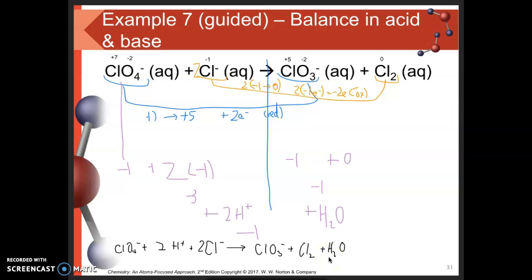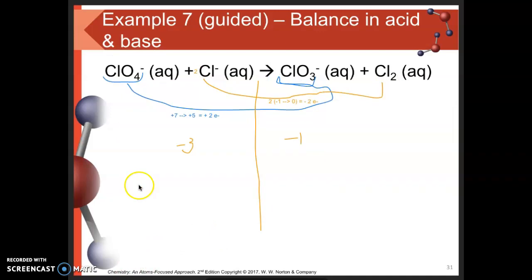Now from an ionic standpoint, from a charge standpoint, are we still balanced also? Total charge over here, -1 plus 2 -1s is -3, plus 2 positive ones. Negative 3 plus 2 is negative 1 on this side. And over here, I just have this one negative 1, so negative 1 on this side as well. We've got everything all balanced up, all right here, right now. So that covers us if we were in acid. Now, what would be different if we were in base?